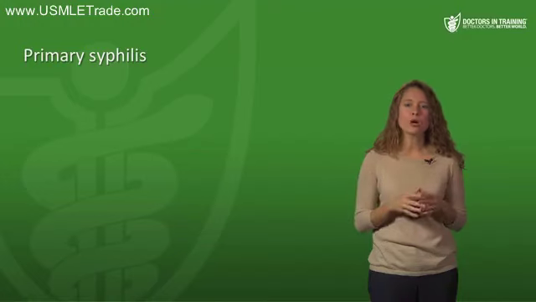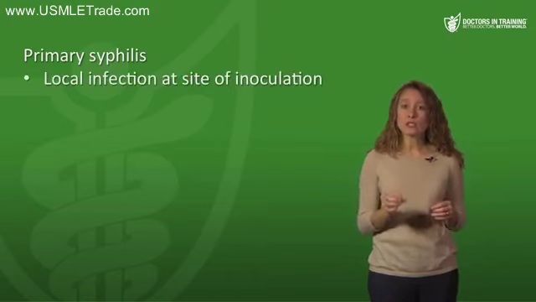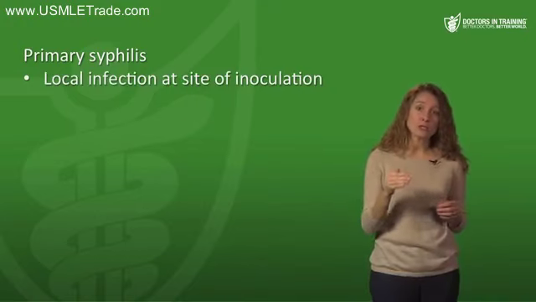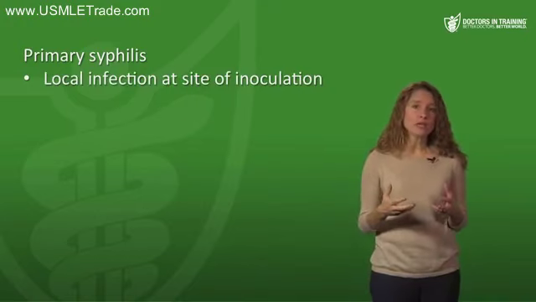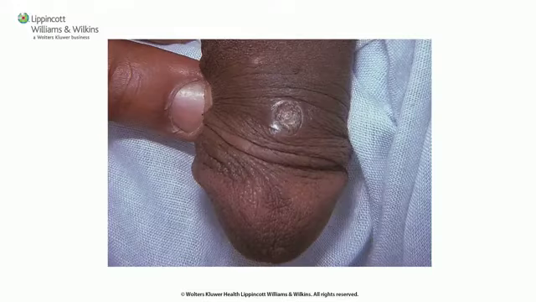The first phase is called primary syphilis. This phase refers to the local infection that occurs at the site of inoculation. That is where that Treponema pallidum entered the subcutaneous tissues. And this usually happens through small abrasions that occur during sexual activity. And the evidence of that initial infection is an ulcer that's usually solitary and it's painless.